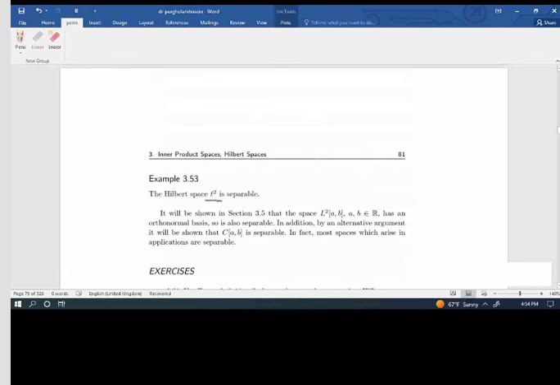For example, the Hilbert space L power 2 is separable because L2 has an orthonormal basis. You see the sequence e_n, e_n bar. So small L power 2 is separable.